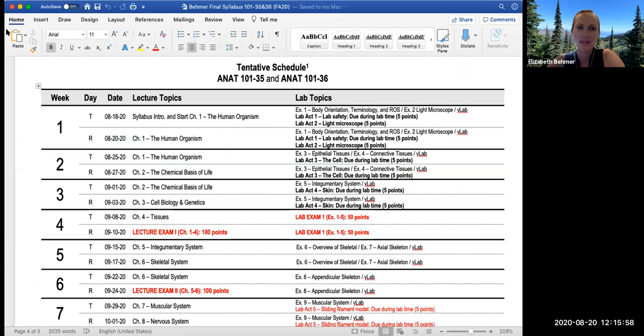I'll take you to the syllabus. So here is your syllabus that hopefully you guys can see in front of me. Our first lecture and lab exams will be the week of September 8th and 10th. Lab exams are worth 50 points, lecture exams are worth 100. I've looked through them. There are not 100 questions because you only have an hour to do lecture and 30 minutes to do lab.